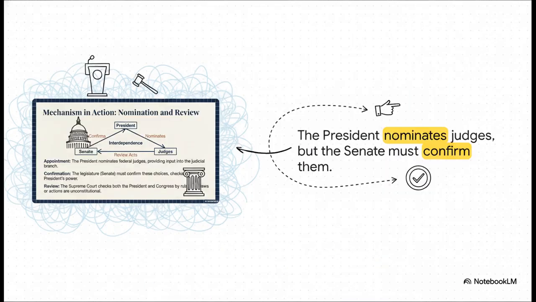Or how about this one? The president gets to pick who becomes a federal judge, but the Senate has to approve that person. And once that judge is on the court, they can turn around and declare a law from Congress or an action from the president unconstitutional. It creates this amazing web where everyone is dependent on and can be checked by everyone else.